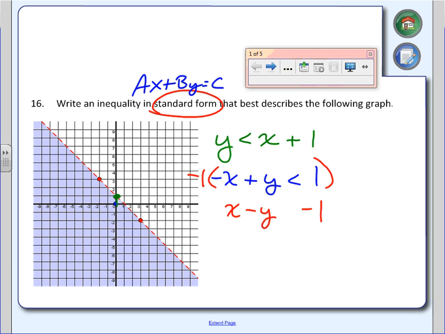Don't forget, anytime you multiply or divide by a negative number, what do we have to do with the inequality symbol? You got to switch it. You got to flip it. So now it's not less than anymore. Now it's greater. So this right here is the inequality that describes the graph in standard form. So that right there is our solution to number 16.